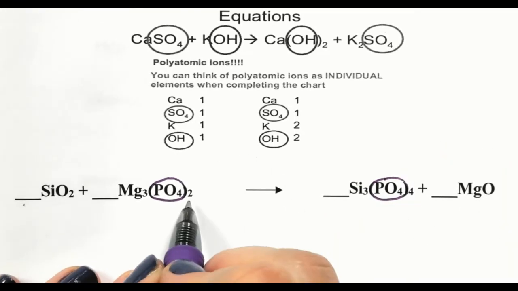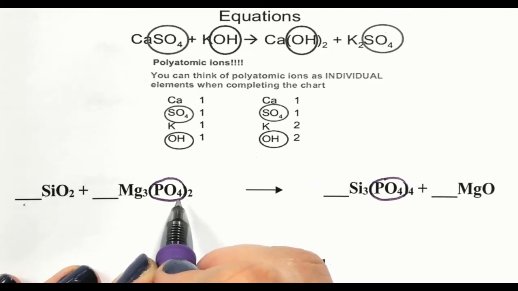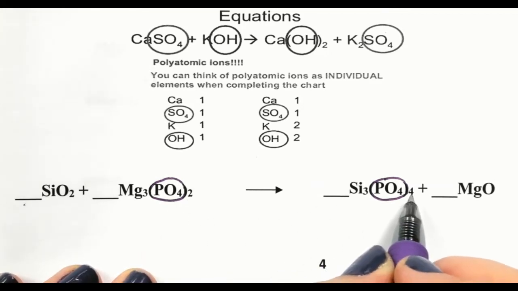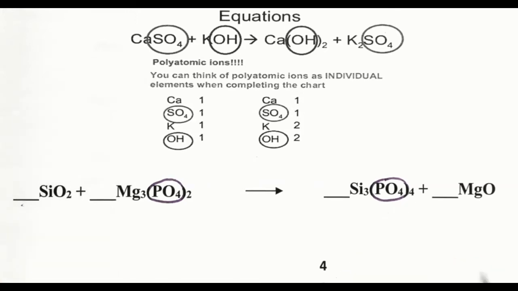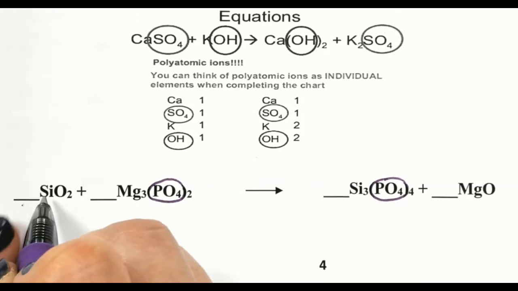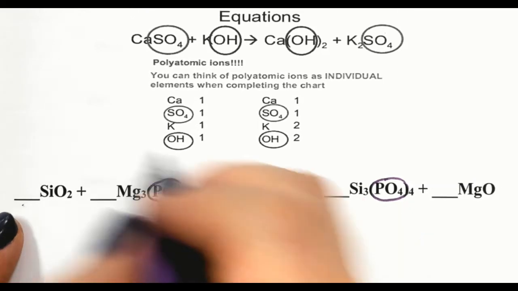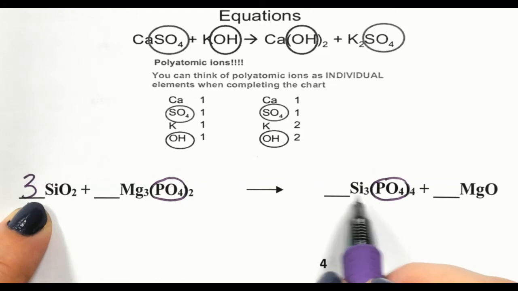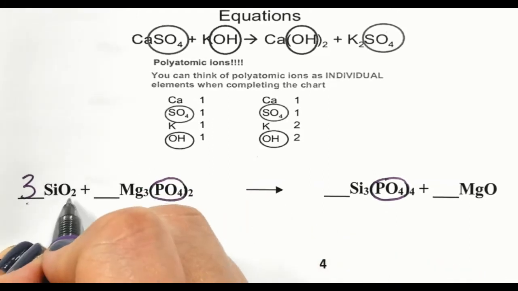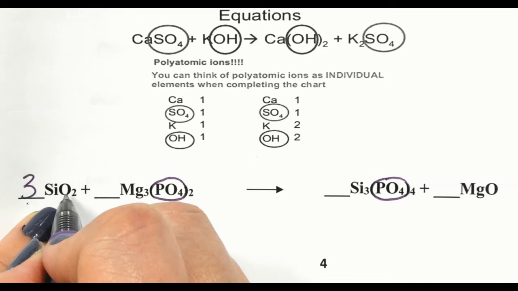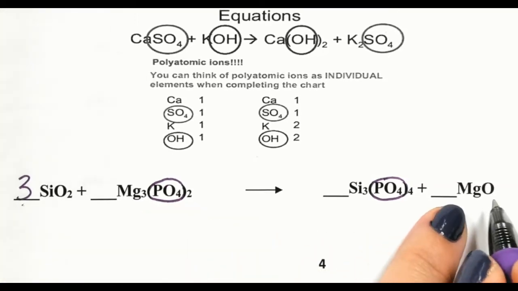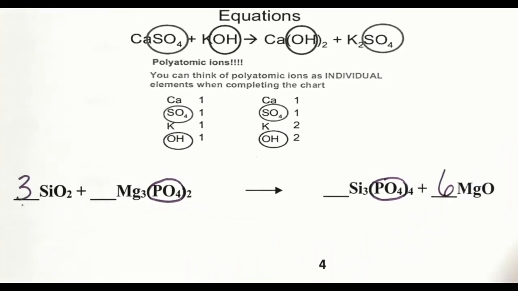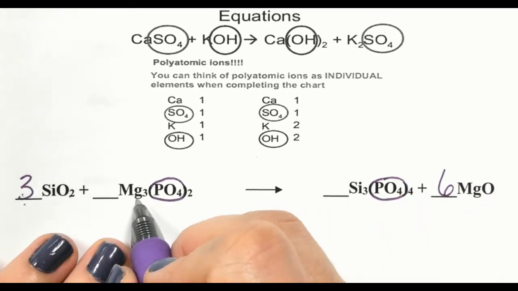So if you look here, that subscript means I have 2 phosphates on the left, and this subscript means I have 4 phosphates on the right. So now let's balance them. We have 1 silicon, 3 silicon, so I'm going to put a 3 here, and now I have 3 silicon, 3 silicon. Let's look at oxygen. 2 times 3 is 6 oxygen, versus only 1 oxygen. I need to make this equal to 6 because 2 times 3 is 6, and now 1 times 6 is also 6.